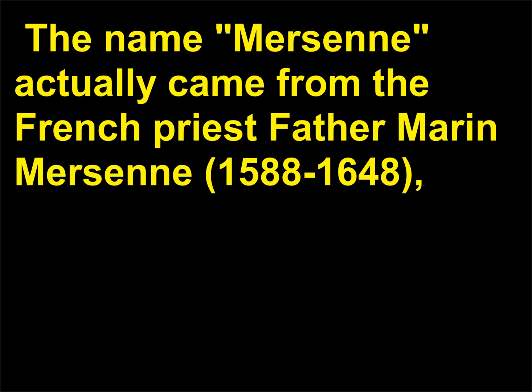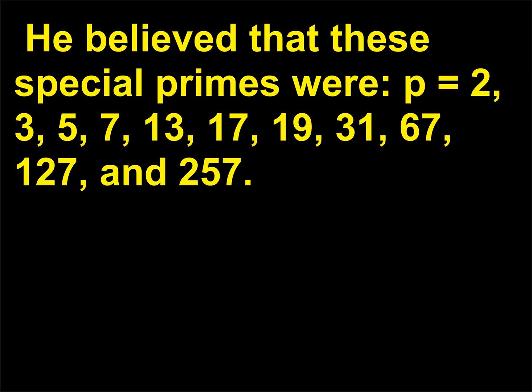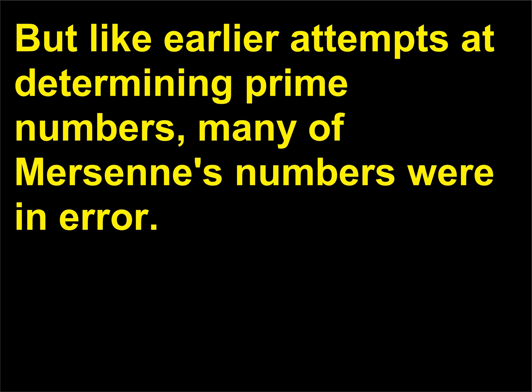The name Mersenne actually came from the French priest Father Marin Mersenne, 1588–1648, who in 1644 referred to such numbers in the preface to his book Cogitata Physica Mathematica. He believed that these special primes were p equals 2, 3, 5, 7, 13, 17, 19, 31, 67, 127, and 257. But like earlier attempts at determining prime numbers, many of Mersenne's numbers were in error.